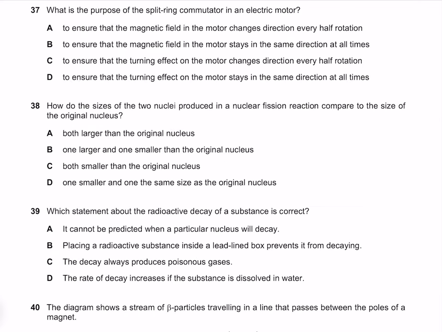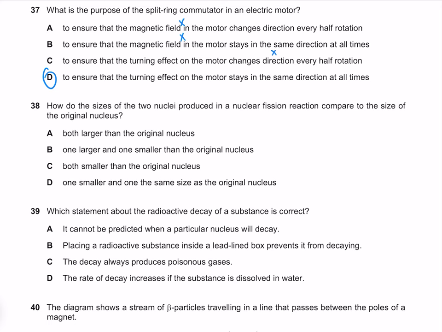What is the purpose of the split ring commutator in an electric motor? The magnetic field in a motor is fixed, so it's not these two. If the turning effect on the motor changes, then that would make for a poor motor. What we'd have would be more of an oscillator. The correct reason is D, to ensure that the turning effect on the motor stays in the same direction at all times.